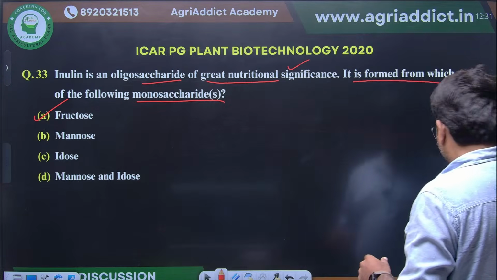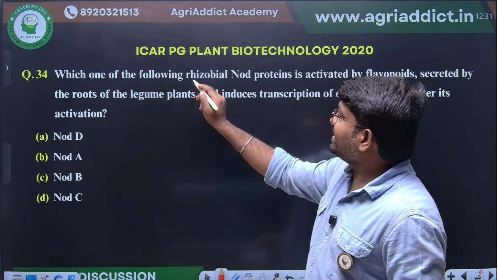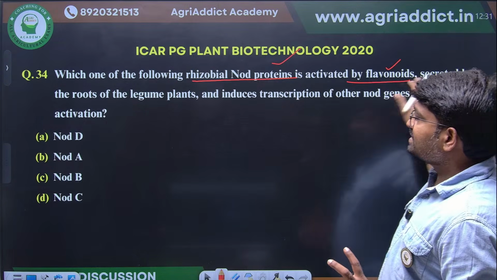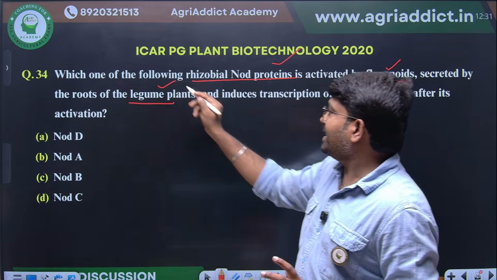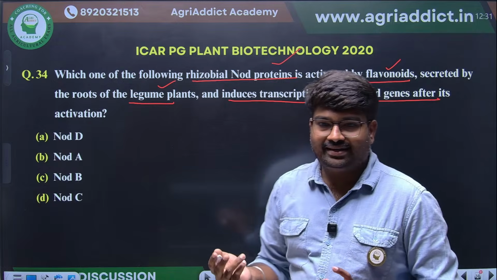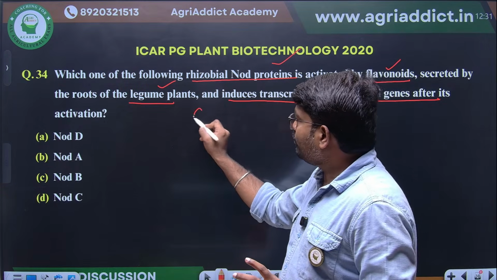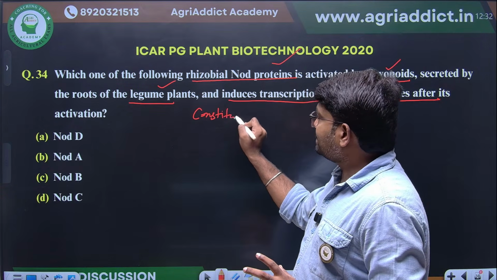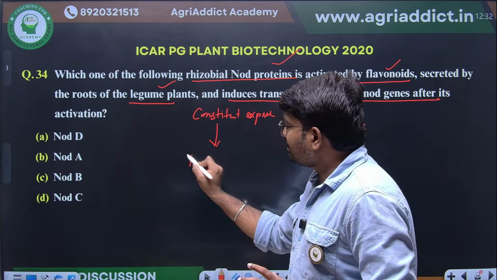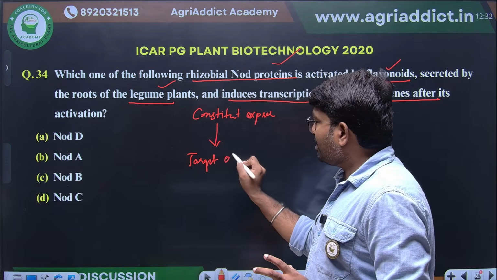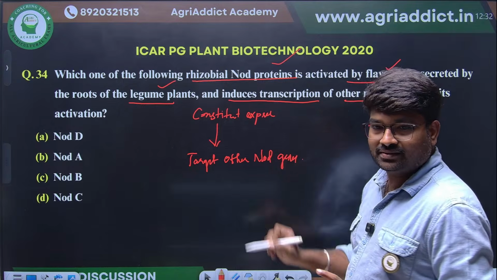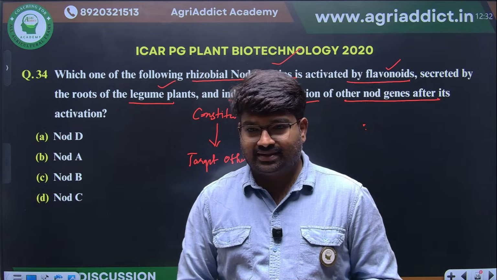Yes, very good. Which of the following rhizobial nod proteins is activated by flavonoids secreted by the roots of legume plants, and induces transcription of other nod factors after its activation? They are asking about the constitutively expressed one, which will target other nod genes for activation. What will be the answer? Yes, very good.